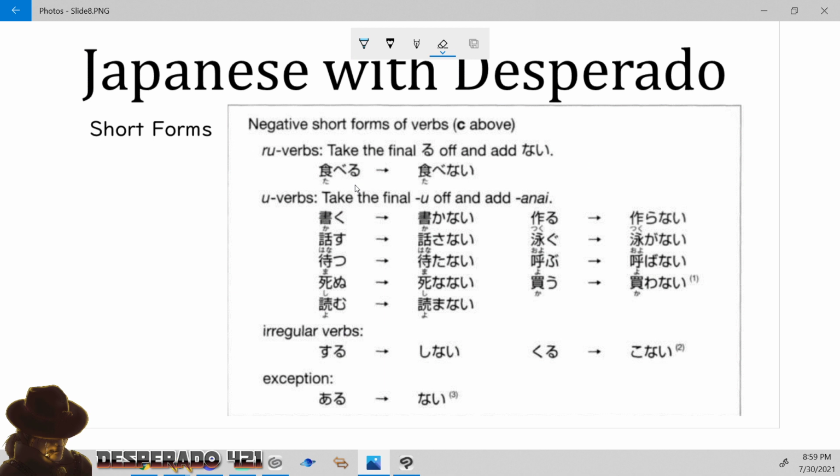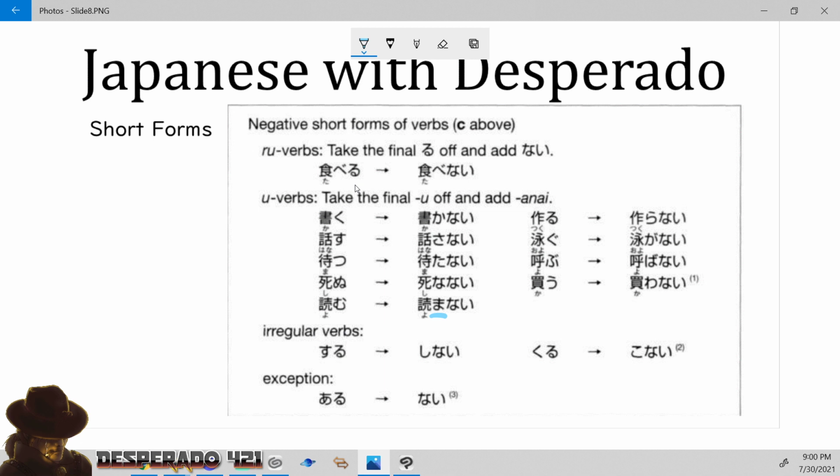And then for the other u verbs, like we had with yomu, yomu becomes yomanai. Kaku becomes kakanai. Hanasu becomes hanasanai. Matsu becomes matanai. And then shinu becomes shinanai. Very good.